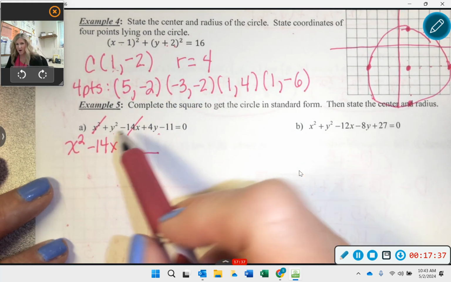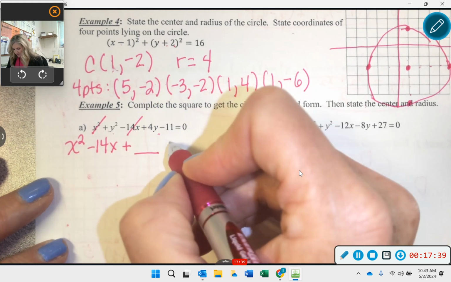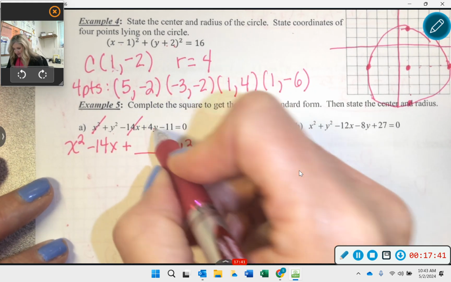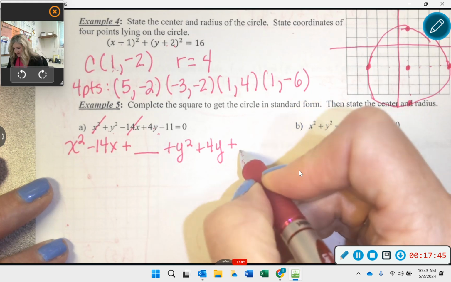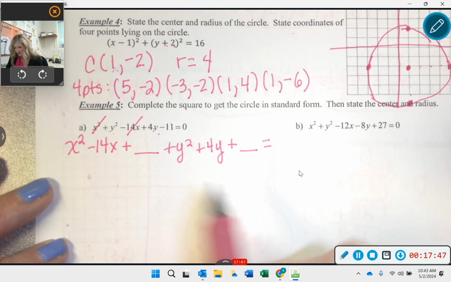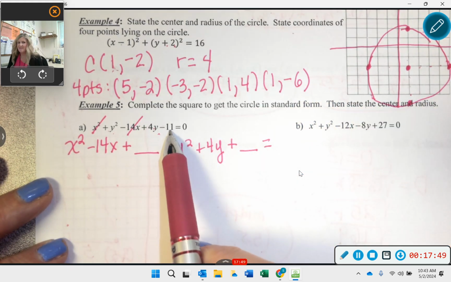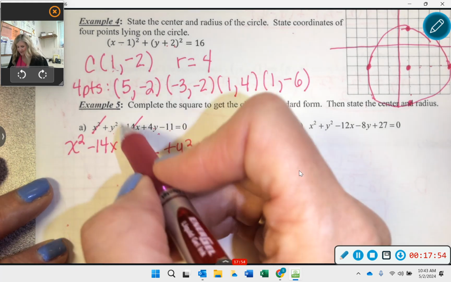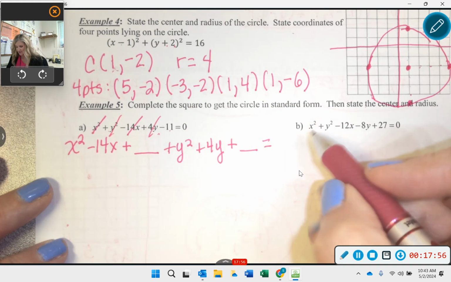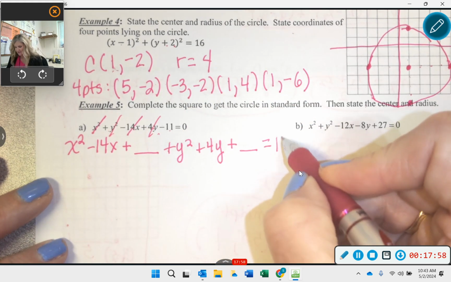Now I'm going to get my y terms together. So I have plus y squared and I have plus 4y. I'm again going to leave a blank. I want to take this 11 to the other side. So what's it going to become if I take that 11 to the other side? Positive 11.